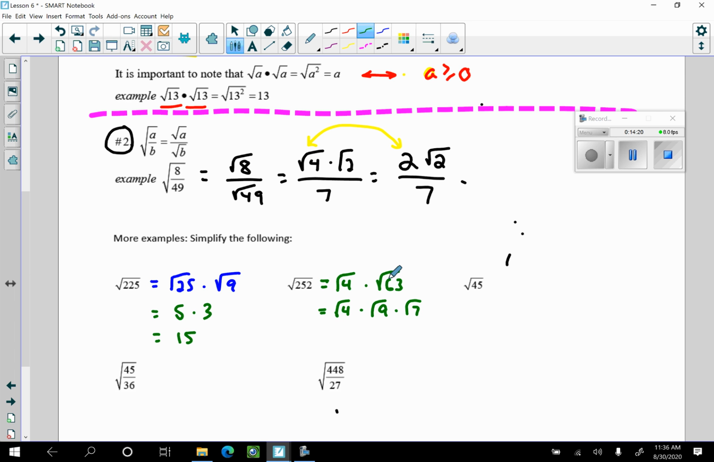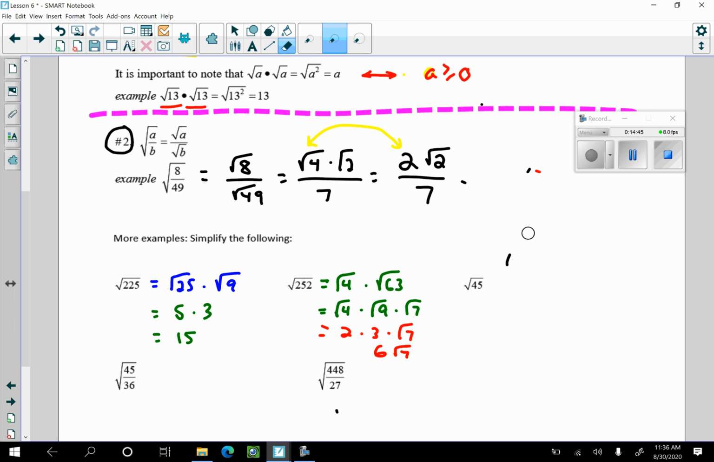Well, what's the square root of 4? 2. The square root of 9 is 3, times the square root of 7. And we can certainly multiply the 2 times 3, so this is going to equal 6 square root of 7. And keep in mind, you could have had that as the square root of 36 times the square root of 7. There's more than one way to get to the simplified square root.